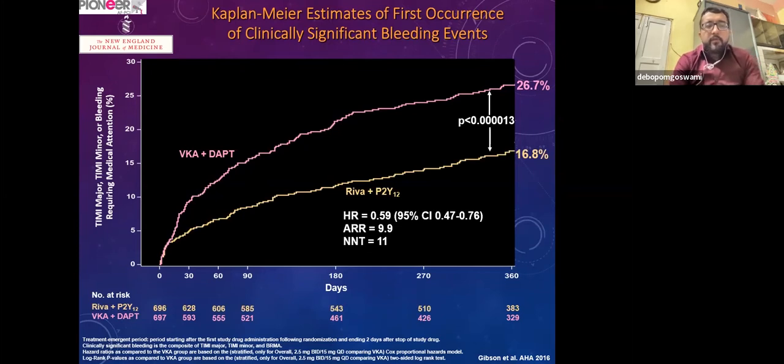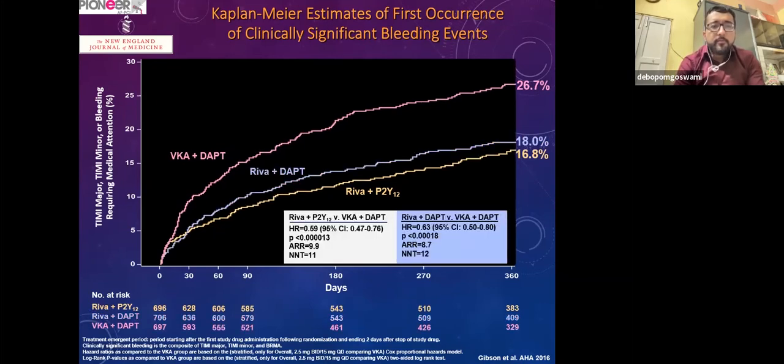And when we have the rivaroxaban plus the P2Y12 inhibitor, that is the arm which was the WOEST-like arm, the bleeding risk was even further reduced to 16.8%. Next slide. So this is the comparison of these three, 26.7% versus 18% and 16.8%. Next slide.